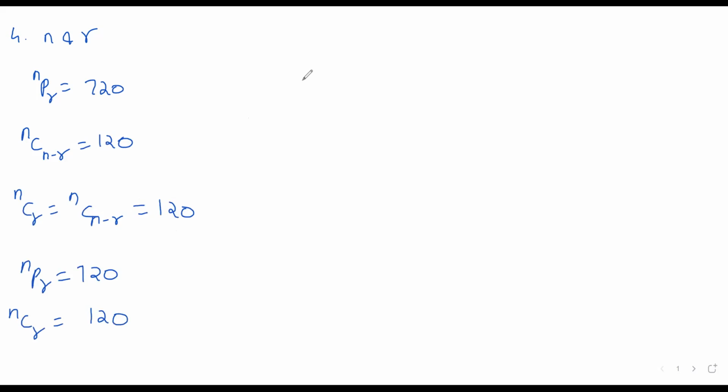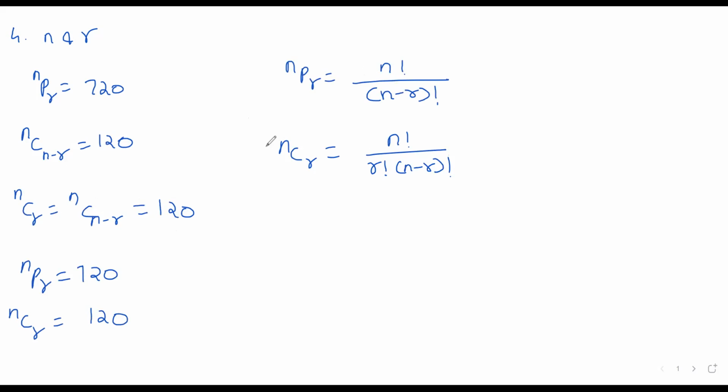If you see the formula of nPr, it is n factorial upon n minus r factorial. And nCr is n factorial upon r factorial, n minus r factorial. If I take r factorial here, I'll get r factorial nCr is equal to n factorial upon n minus r factorial. This I'll put as nPr. So I get a result: r factorial nCr is equal to nPr.